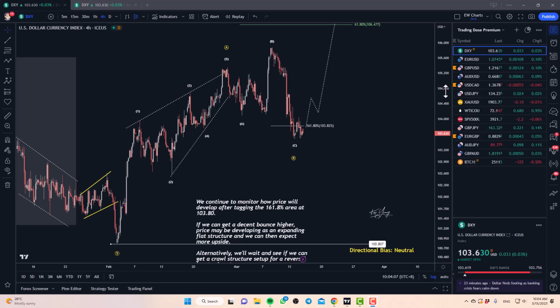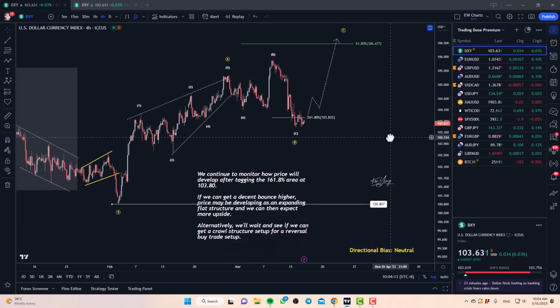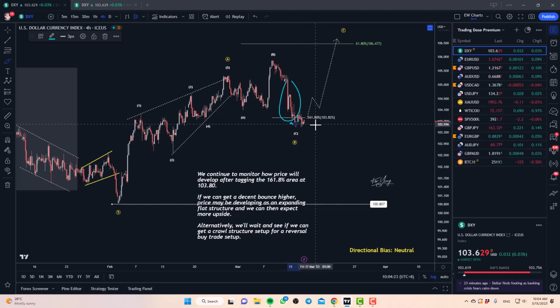As usual, we're going to start off with the dollar index over here. Now, last Friday NFP, what we've seen in the dollar is that it has pushed price lower. Okay, and we see it starting to stall and pause around this 161.8 extension.